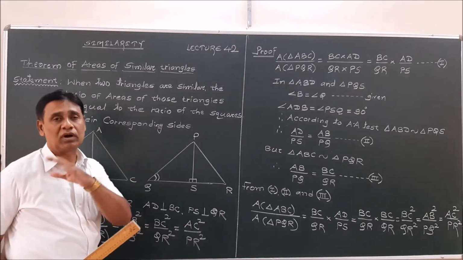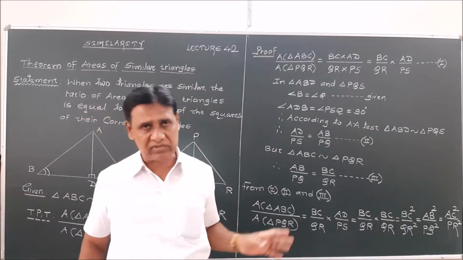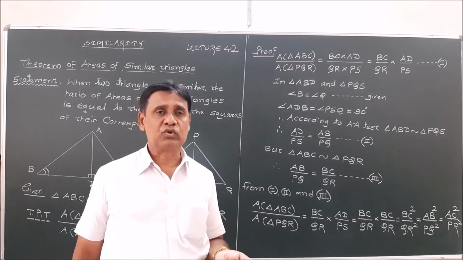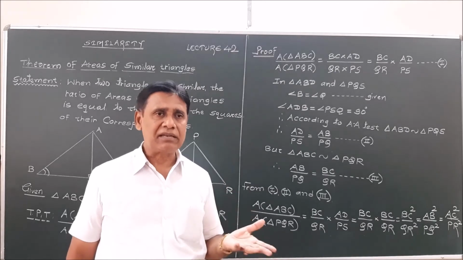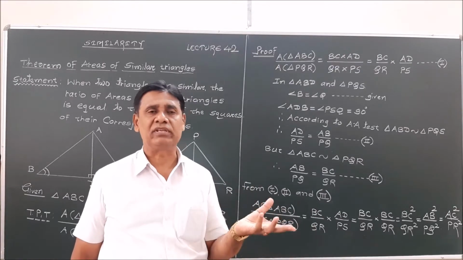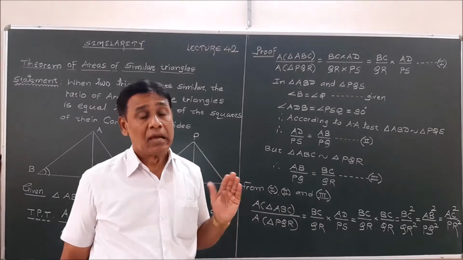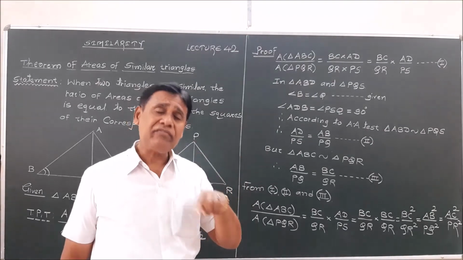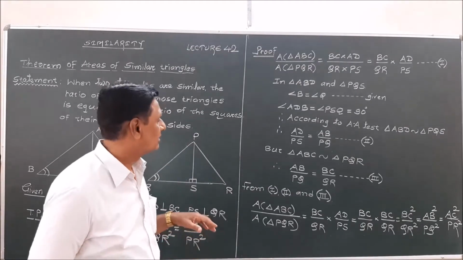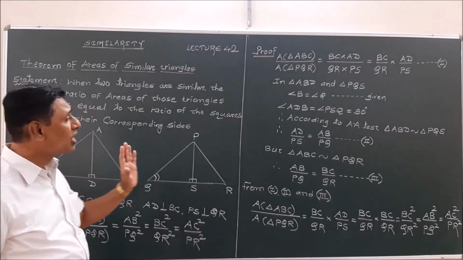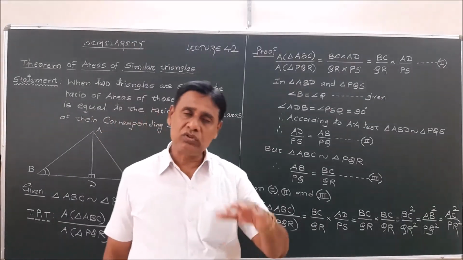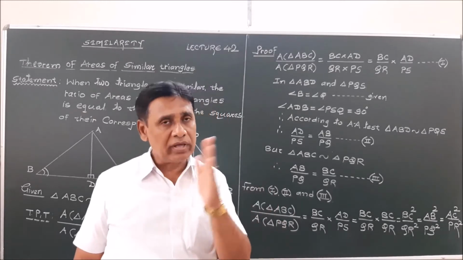This is a very important word. Repeatedly I am telling you the same thing. What happens in examinations also? Many good students always get confused. Area is always the product of base and height. Area is proportional to the product of base and height. Absolutely correct. But if triangles are similar, then you have to use which formula? Areas are proportional to the square of their corresponding sides. So this difference you have to understand very, very clearly.